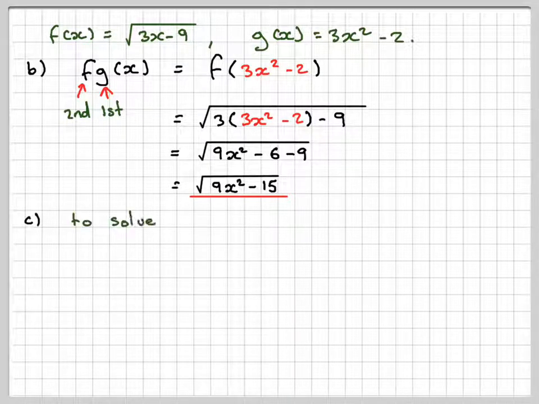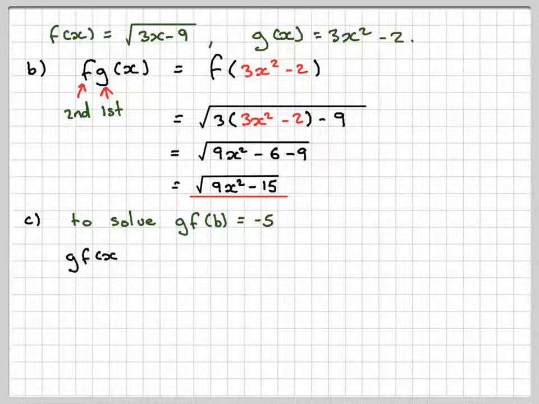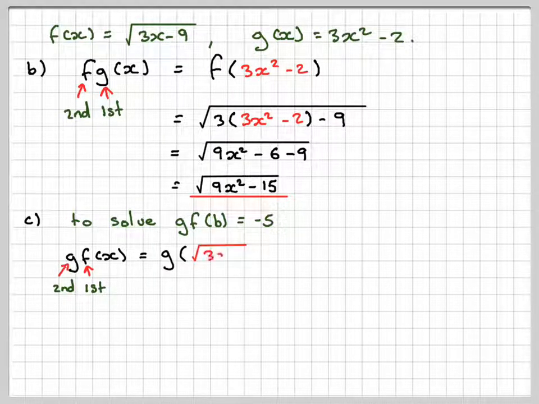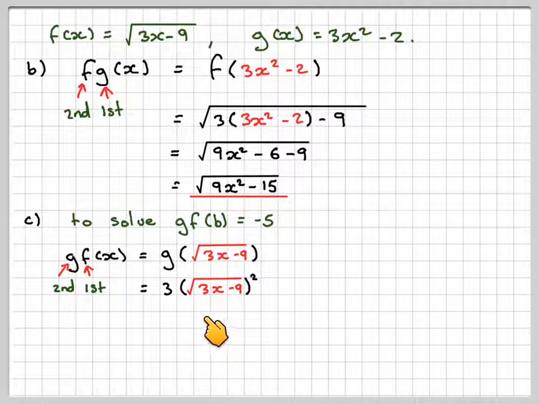Right, now to solve gf of b, first of all, we'll find gf of x. A similar sort of thing. First f, second g. So we're going to write down g, and then here we're going to put in f, so the square root of 3x minus 9. And then we'll look at g. Everywhere there is an x, we'll replace it with the square root of 3x minus 9. So it becomes 3 times the square root of 3x minus 9, all squared, minus 2.